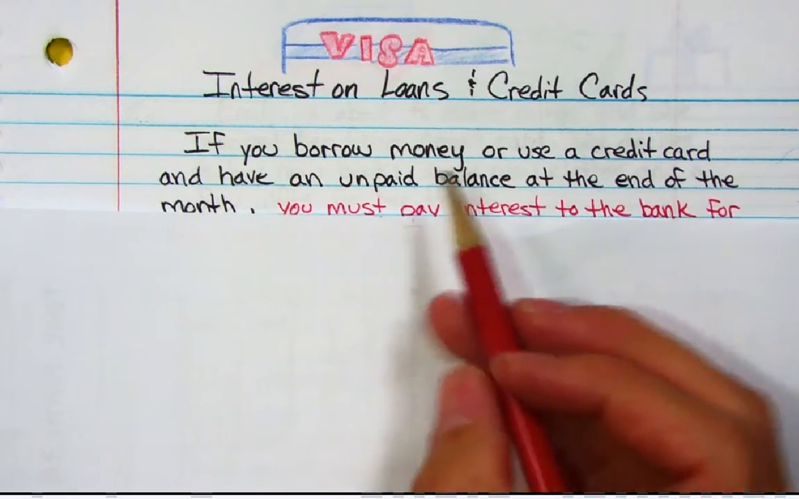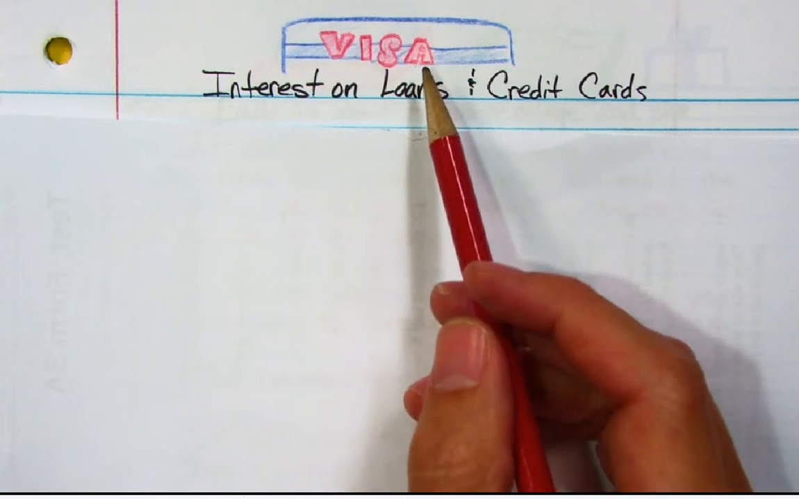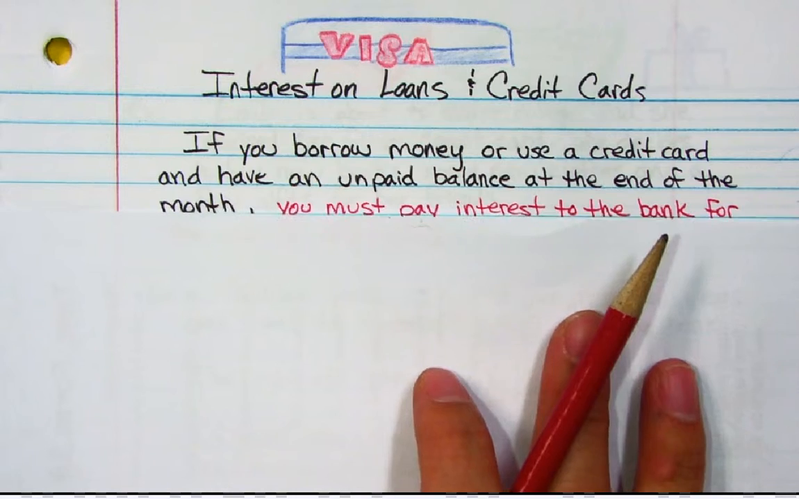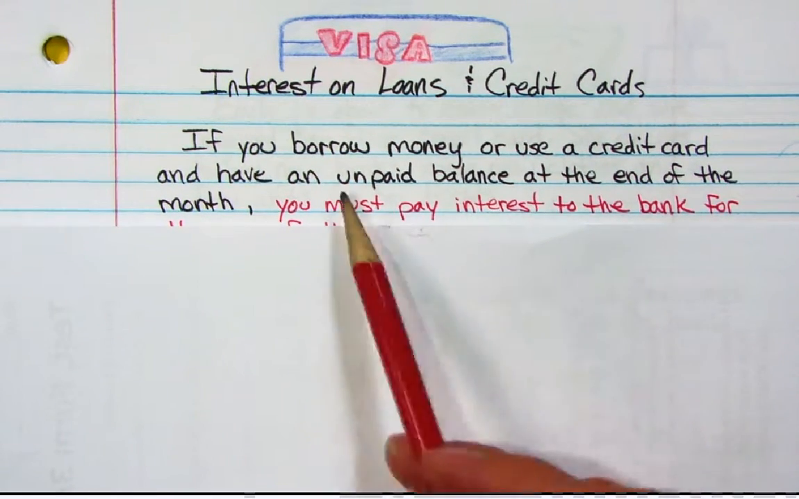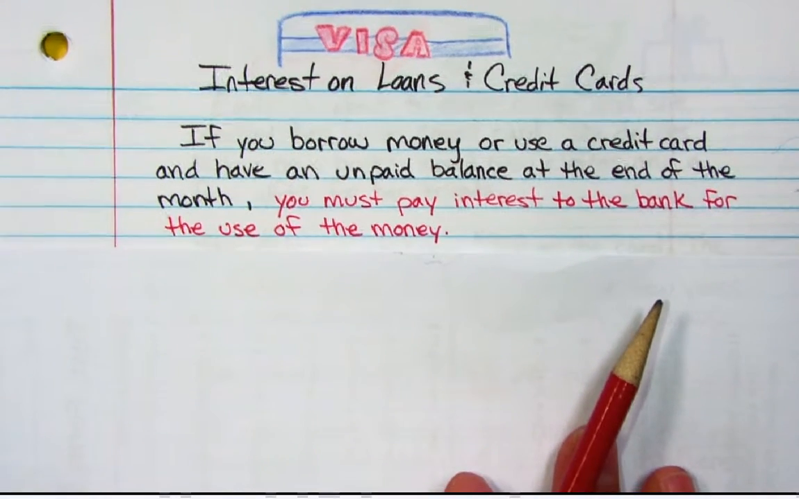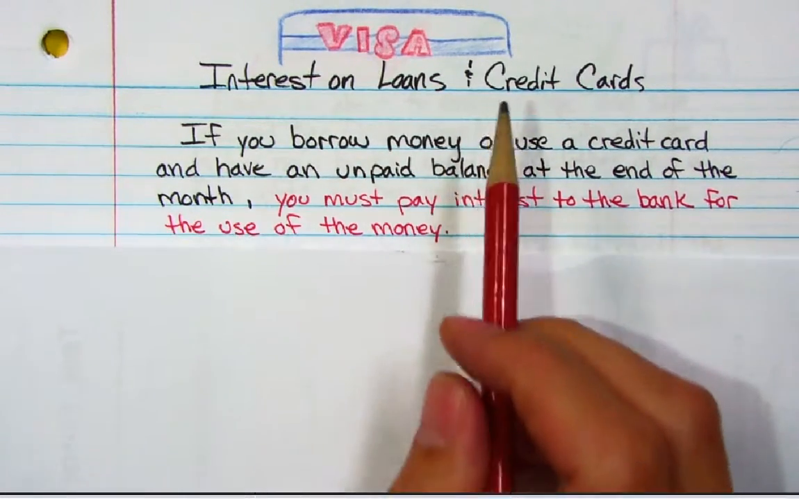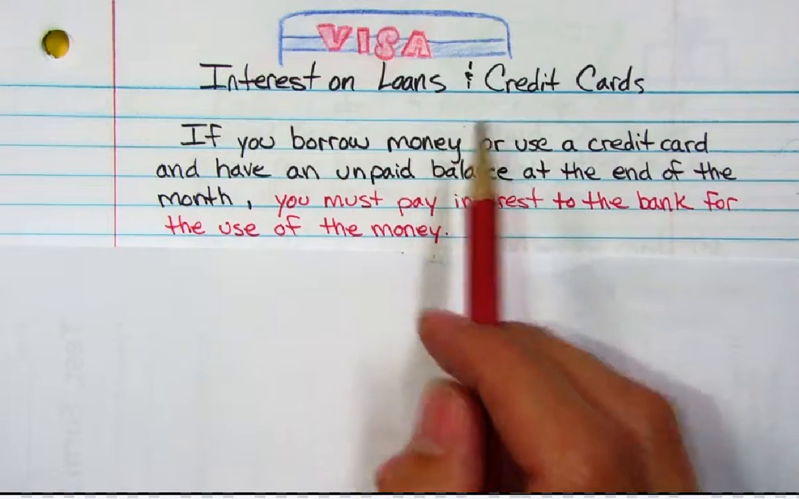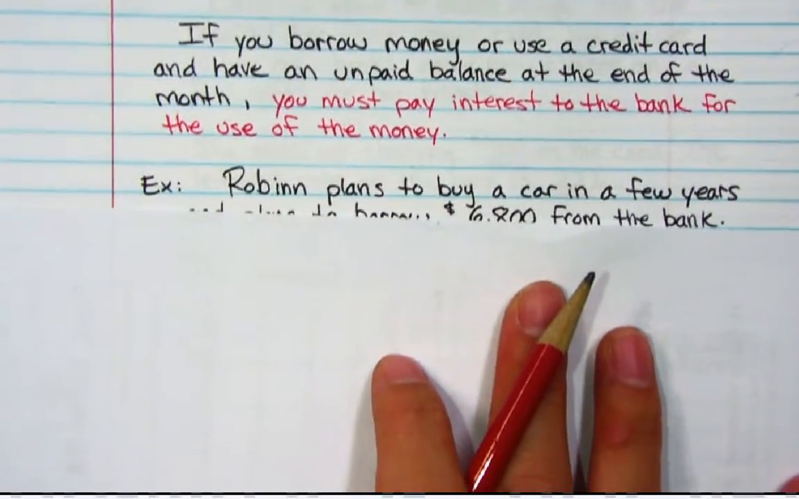Did you know, there's interest on loans and credit cards? So like a Visa card, any kind of credit card or a loan. If you borrow money or use a credit card, and you have an unpaid balance at the end of the month, you must pay interest to the bank for using that money. So the bank's going to say, yeah, no problem, use the credit card. But if you owe me money by the end of the month and you don't pay it back like you promised, I'm going to charge you. Okay, so that's how life works.